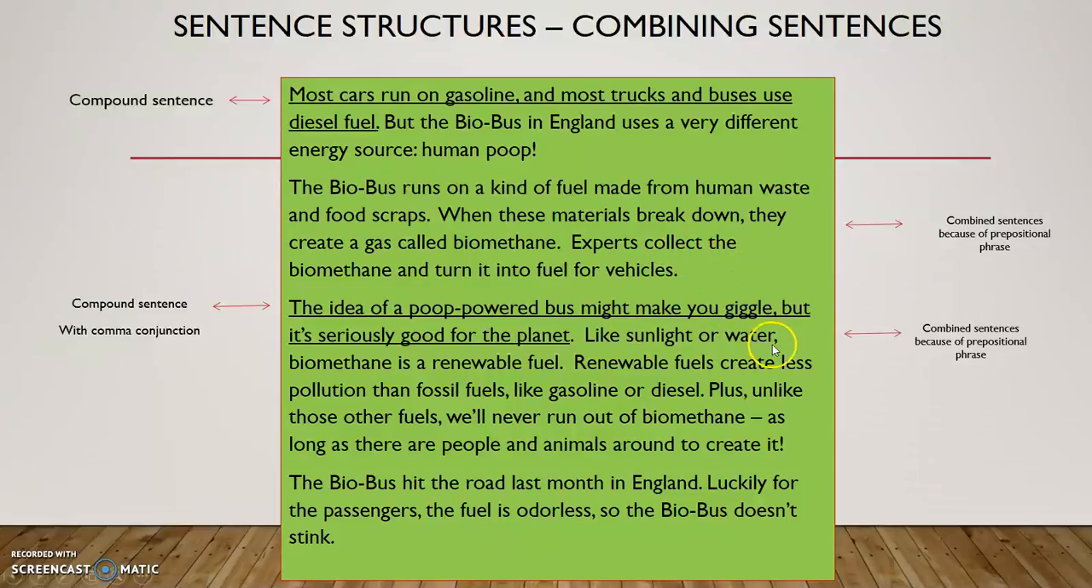Like sunlight or water, biomethane is a renewable fuel. That's a combined sentence because of the prepositional phrase, like sunlight or water. That's not a complete thought. It cannot stand alone. It is not independent. So that's why we put the comma. Like sunlight or water, comma, biomethane is a renewable fuel. Here's your complete thought. But to combine those two sentences together, this is how it looks.